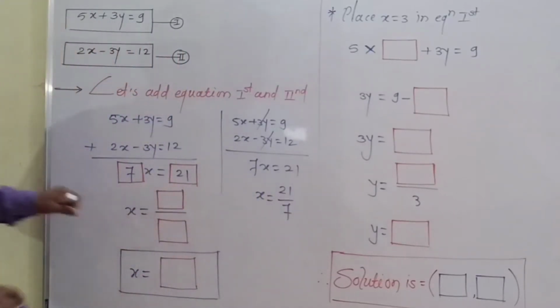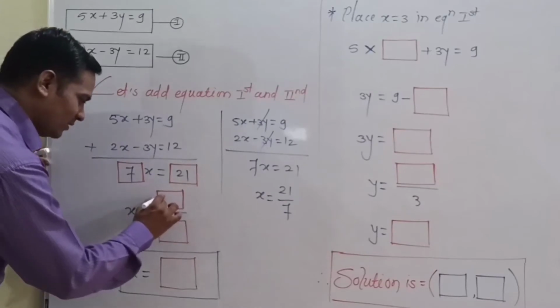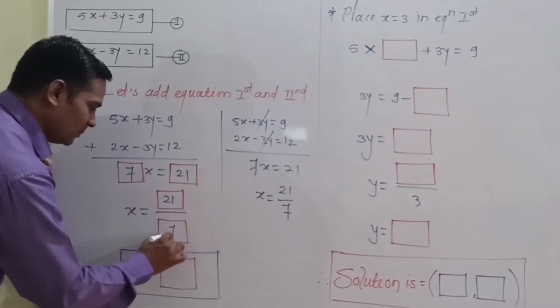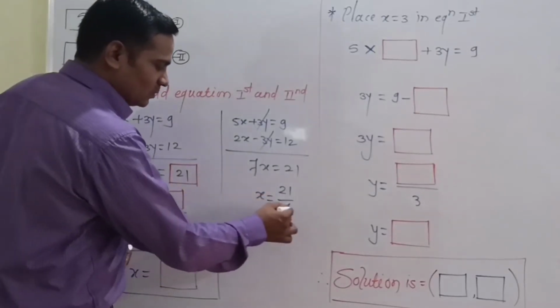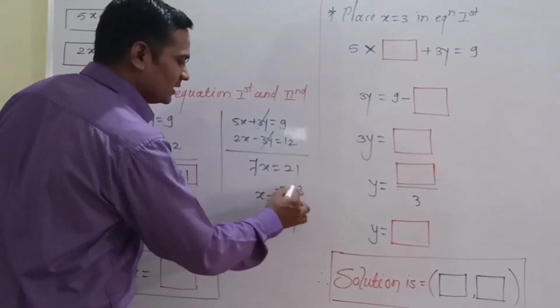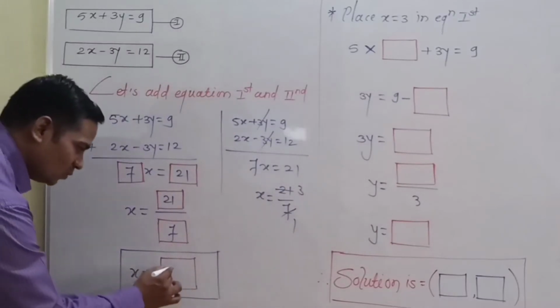So look at this one. So that answer will be here. We will fill this box 21 upon 7 this way. Now divide this 21 by 7. 7 ones are 7, 7 threes are 21. So x is equal to 3.